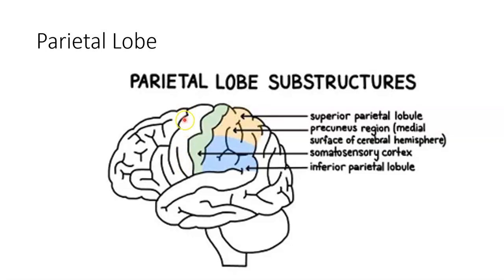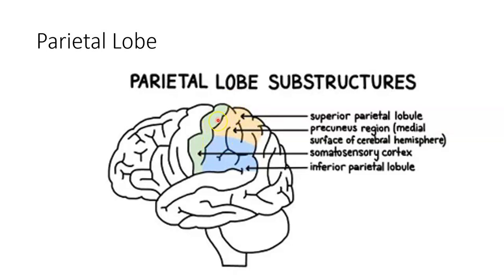Now that we have completed the frontal lobe, let's move on to the parietal lobe. The parietal lobe is located right behind, or posterior to, your frontal lobe and anterior to the occipital lobe. Here are some of the substructures of the parietal lobe, such as the somatosensory cortex, which is the most important one, specifically from the point of view of patients that you may regularly see in your PT clinic.